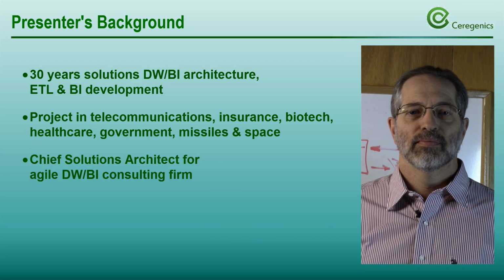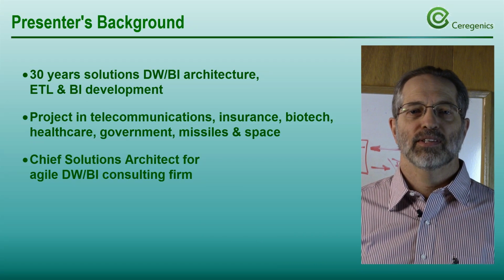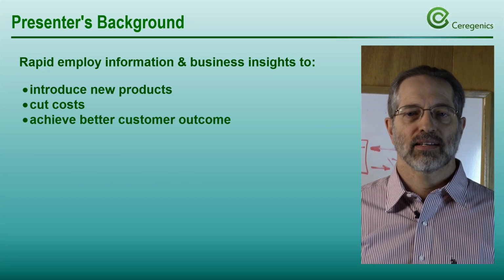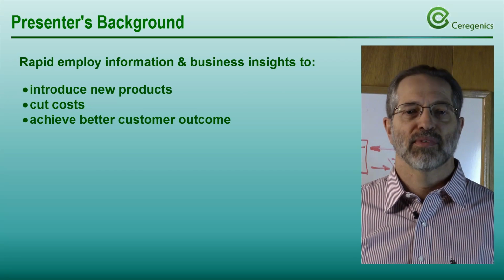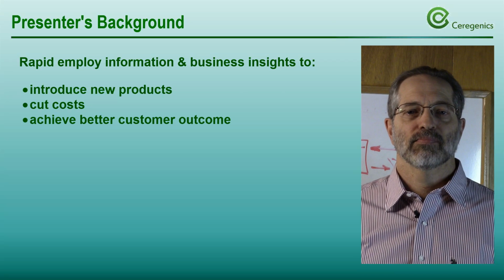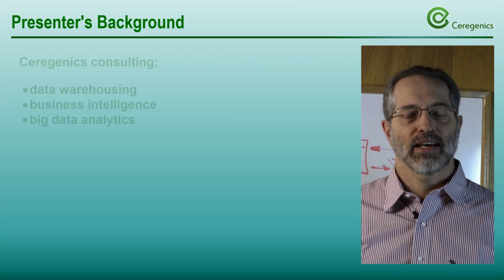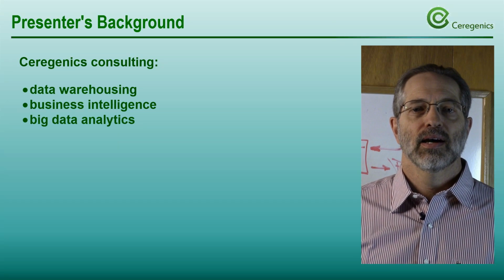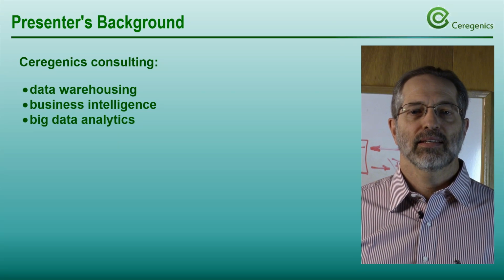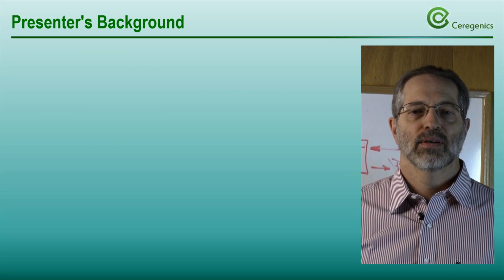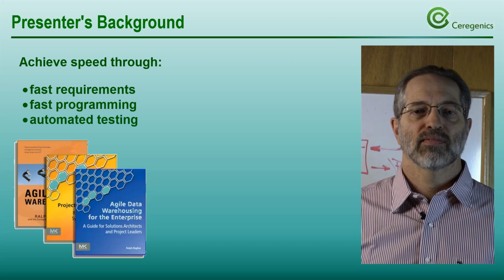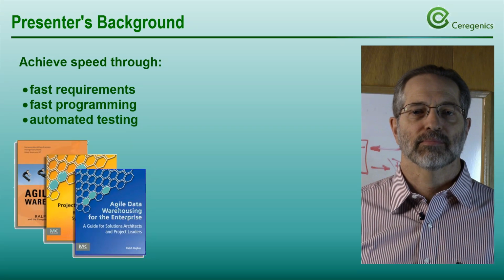I'm Ralph Hughes. I help companies leapfrog their competition by using data and information to rapidly define new products, cut costs, and achieve better customer outcomes. I work with Ceregenics, a U.S. consulting firm specializing in data warehousing, business intelligence, and big data analytics. Perhaps you've attended one of my classes at the TDWI or DAMA conferences, or read one of my books that explain how to achieve speed through fast requirements, fast programming, and automated testing.